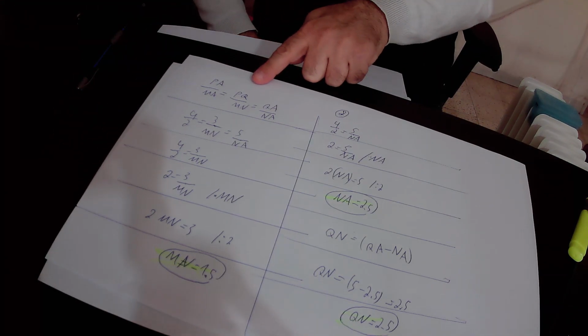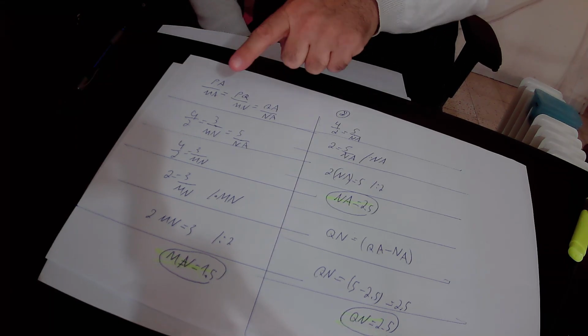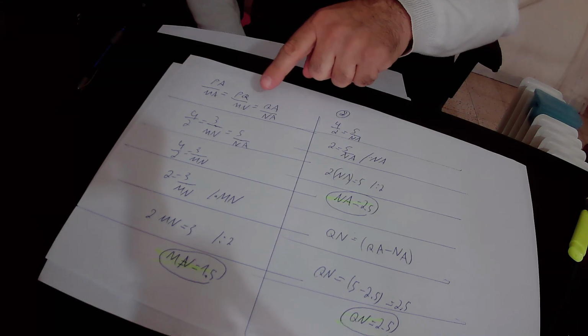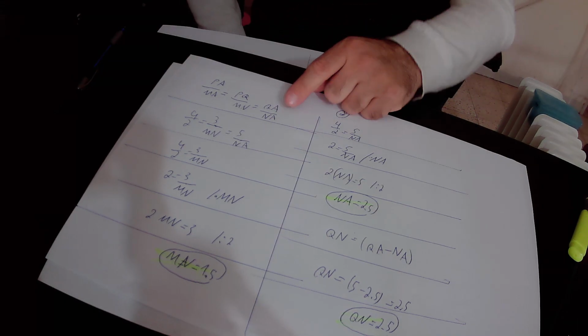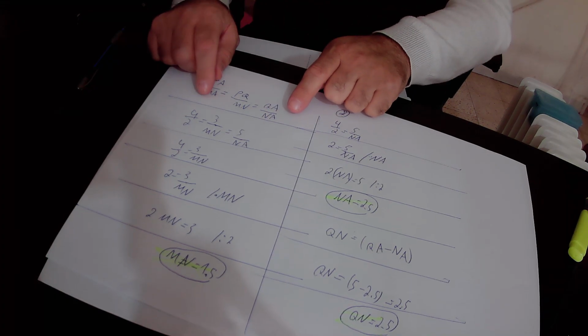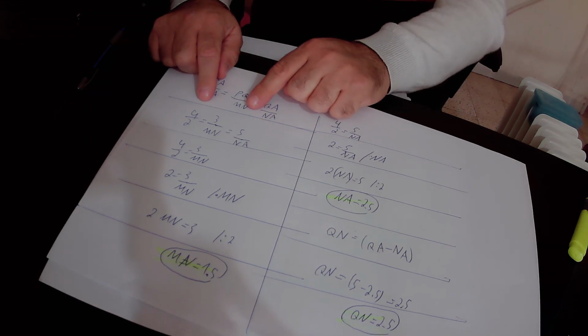PA over MA equals PQ over MN equals QA over AN. PA is 4, MA is 2, PQ is 3 over MN. QA is 5 and AN is unknown. So in conclusion, we found that 4 over 2 equals 4 over MN equals 5 over NA.